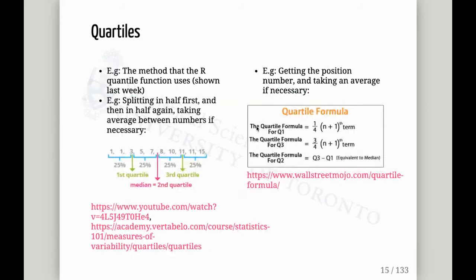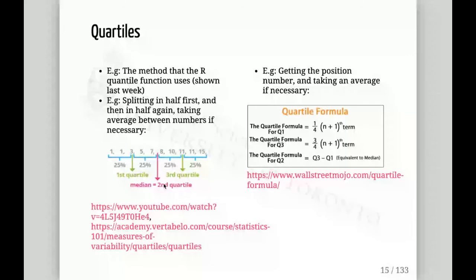All right, so just as an example, the method that R uses in its quantile function is what I showed you last week. I did that because I wanted it to be consistent with whatever R is going to give us. However, I do realize that that was a lot more complicated than the other options out there. So you can use other methods if you would like.